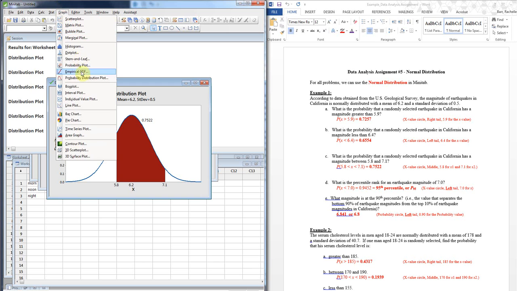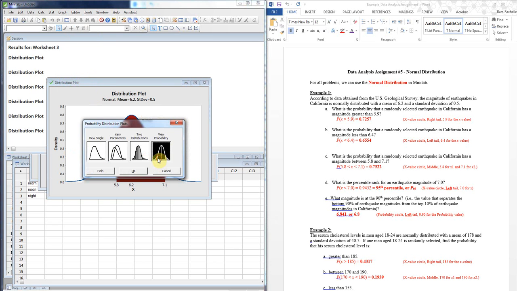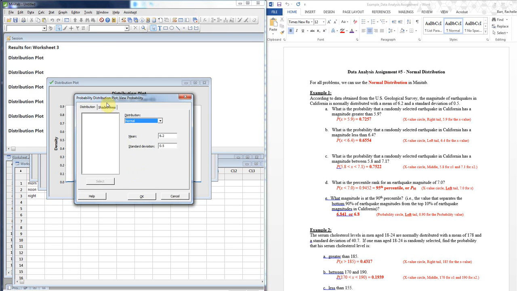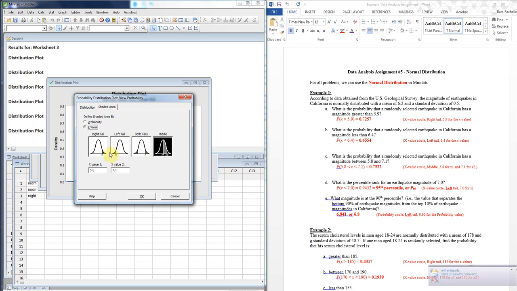So if you've ever taken a test and they've given you a percentile, that tells you how many people you scored better than, as a percentage. So we're still in the same distribution. And now I want percentile. Percentile is always a left tail. And I want to be less than 7.